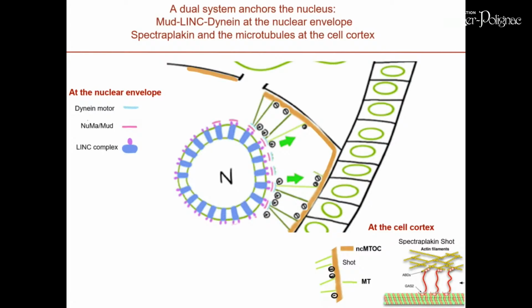And at the level of the cell cortex, we have, downstream of the signaling from the posterior follicle cells, a relocalization of the Short stop spectraplakin protein, which is going to be located at the anterior. And then we speculate that this Shot is going to function as a non-centrosomal microtubule organizing center, which is going to build a microtubule array, which can be captured by the dynein, which is associated at the level of the nuclear envelope, and this together will lead to the anchorage of the nucleus at the level of the plasma membrane.